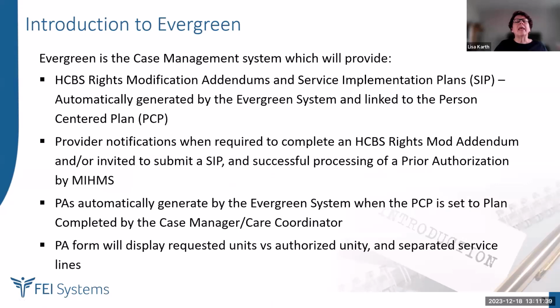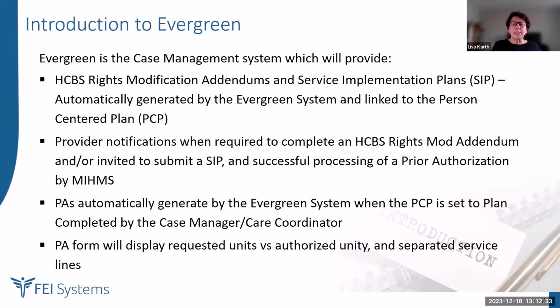Now, there are a lot of different things that you're going to get with Evergreen. These are what I call oohs and ahs, things that are really meant to make your work life so much easier. So you have the HCBS rights modification addendums and the service implementation plans. These are automatically generated from Evergreen and they're linked to the person-centered plan. We know it's all connected. Well, now within Evergreen, you'll actually get to see the connection. So all of the information is together. You're going to get notifications when you're required to complete an HCBS rights modification and or you've been invited to submit a SIP.